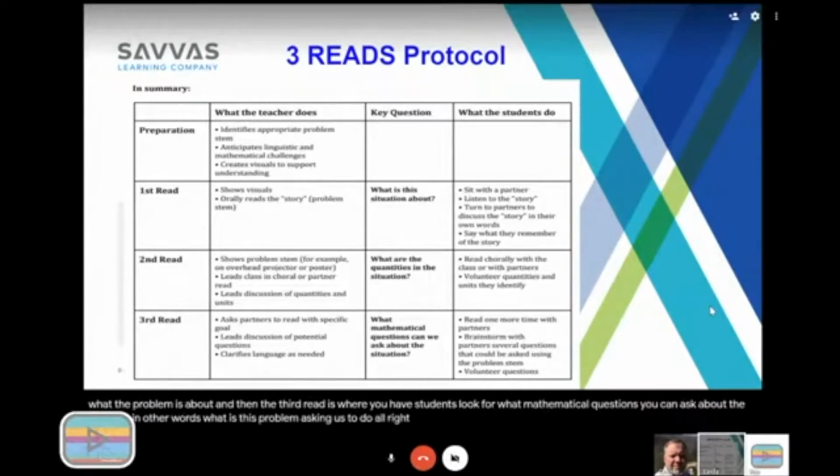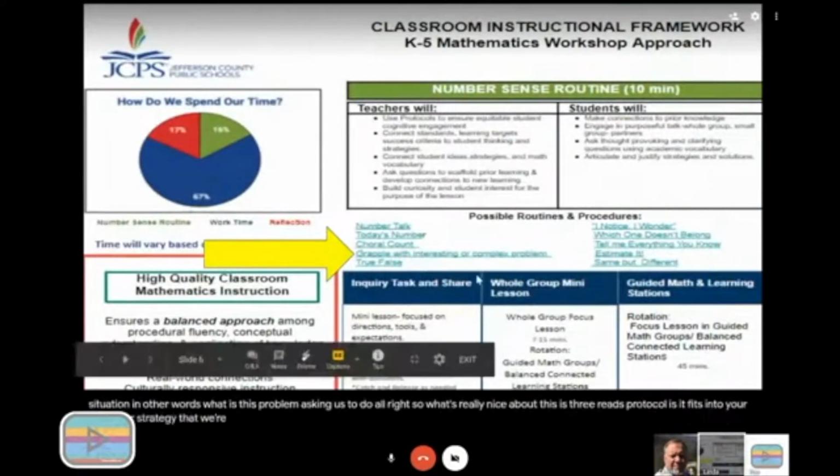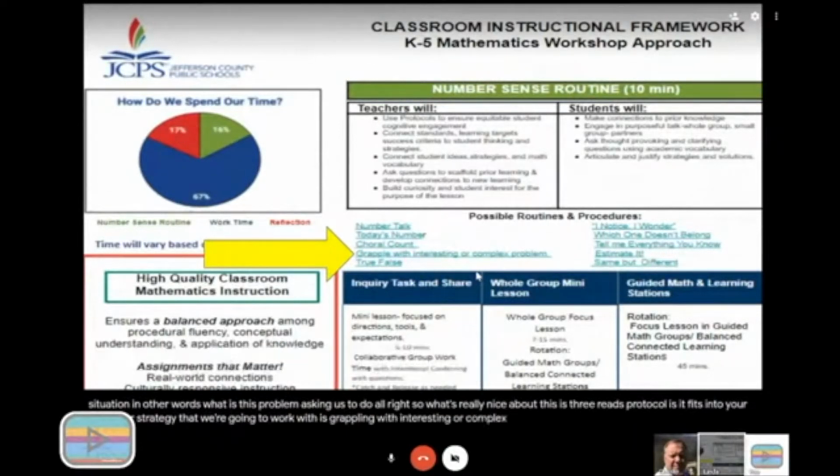All right, so what's really nice about this 3 reads protocol is it fits into this other strategy that we're going to work with, is grappling with interesting or complex problems. And you're probably very familiar with what you see right now, which is your instructional framework. And that yellow arrow is pointing to the Grapple with Interesting or Complex Problem link. When you click on that, you're going to go to a really excellent video where a teacher is modeling how to use this strategy with students.